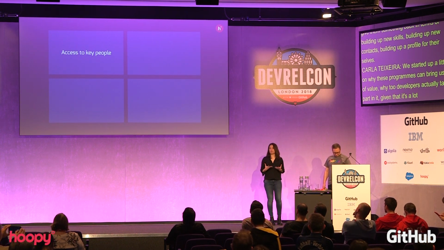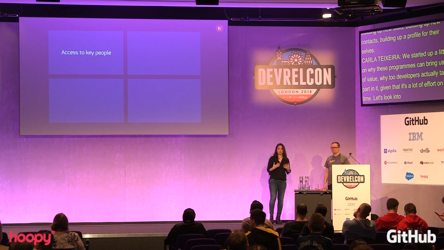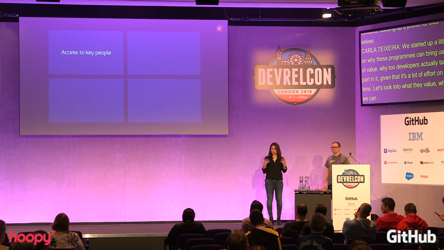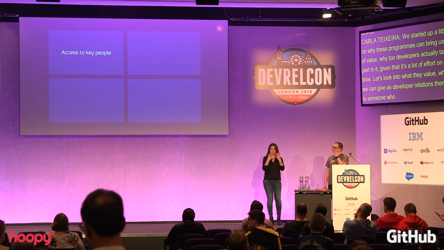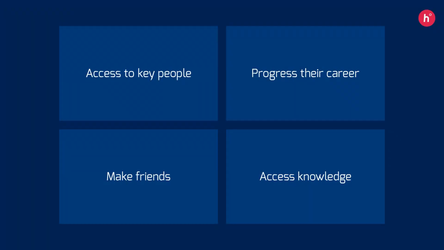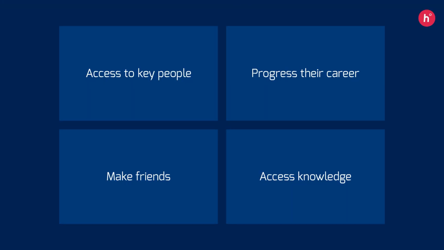But let's look into what they value, what we can give as developer relations teams to someone who is so enthusiastic about our platform that they're crazy, they want to help and give extra time. So the first thing is access to key people. Any developer who will be able to talk with someone directly from R&D to have questions answered, or from the product team, it's great, it's a dream come true. How often do you get requests of developers saying, can I please talk with someone in R&D? Pretty frequently, I'm guessing.